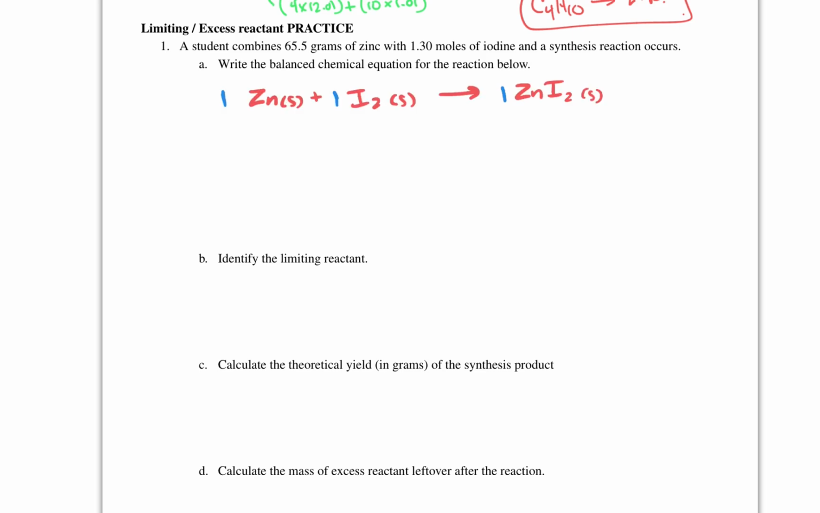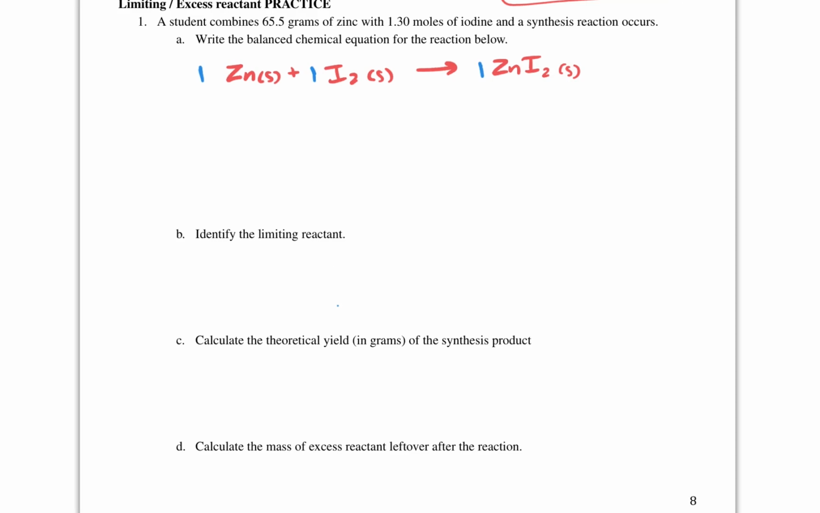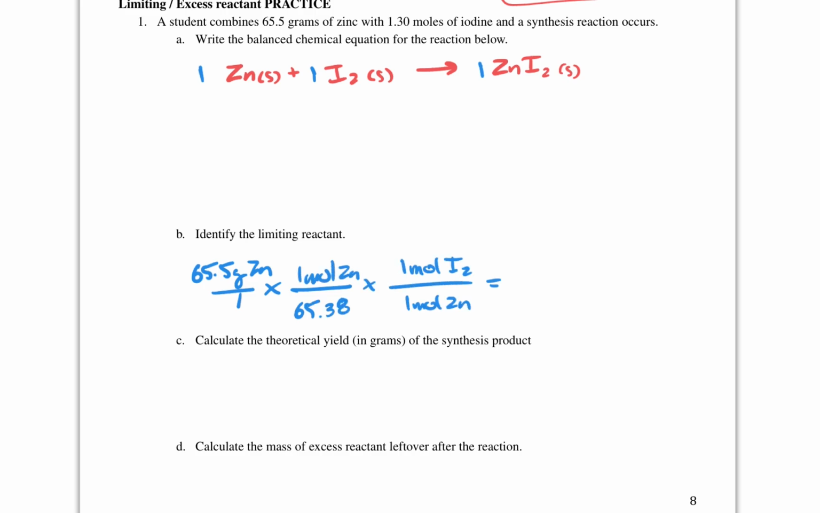So here's the balanced chemical equation for the reaction where solid zinc and solid iodine combine to form zinc iodide. Now remember, iodine as an element is diatomic, so the mole ratio is a 1:1:1 ratio. To determine the limiting reactant, we'll start with our 65.5 grams of zinc. We'll use the molar mass of zinc to convert to moles of zinc, and then the stoichiometric mole ratios to convert to moles of iodine to determine how many moles of iodine would be required to completely consume the zinc.